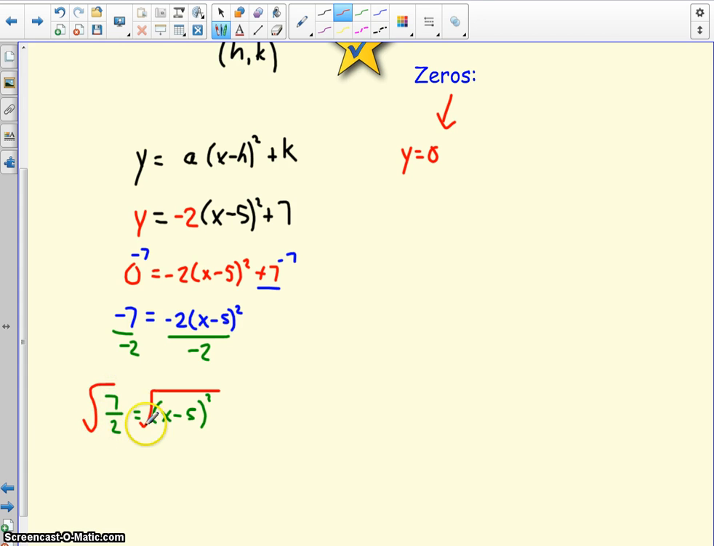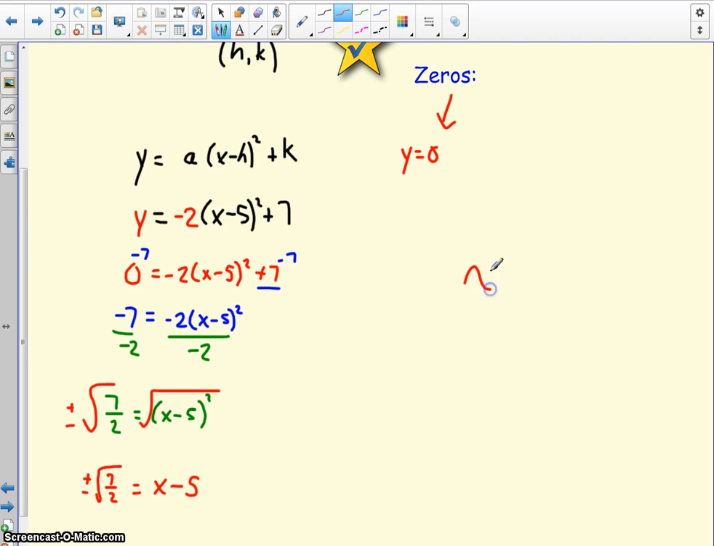Now, when I take the square root, I have to be very, very careful here. It's not just root 7 over 2. There's actually two possible values. It's going to be plus or minus root 7 over 2. Okay, and the reason for that being, I'll work on that off to the side.